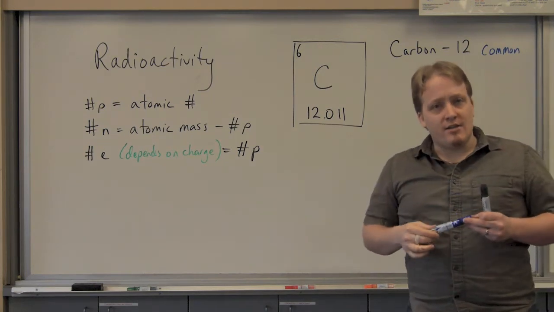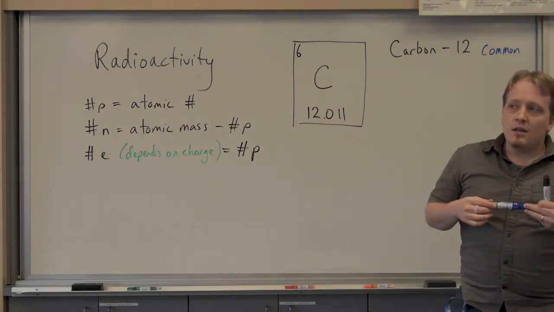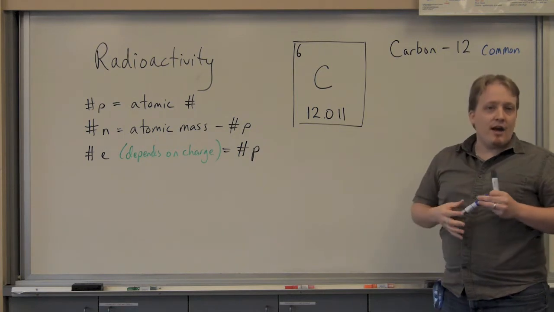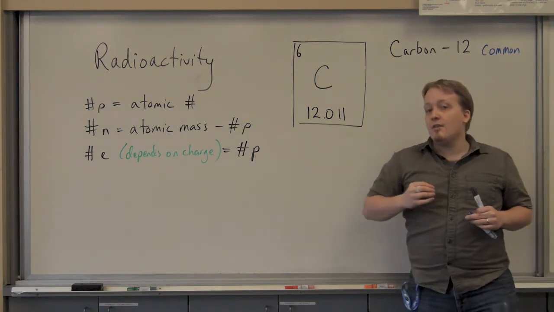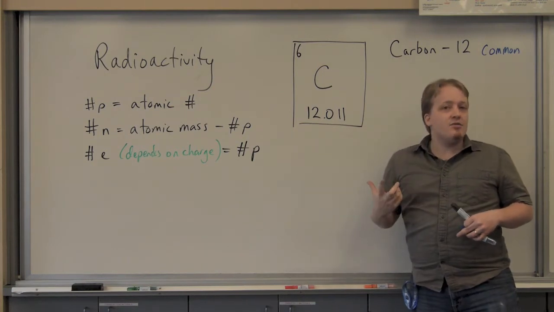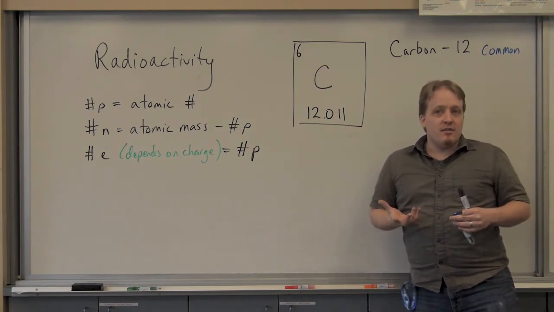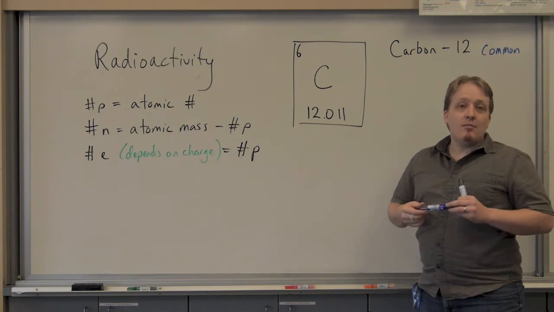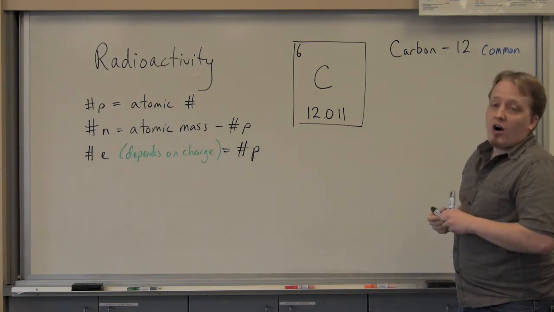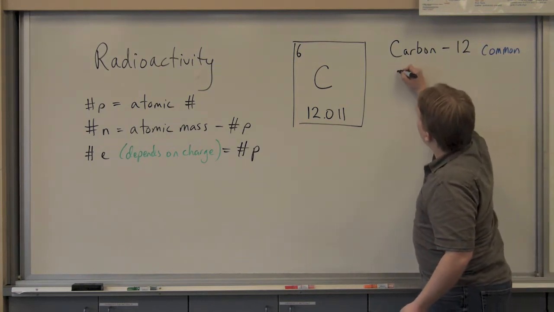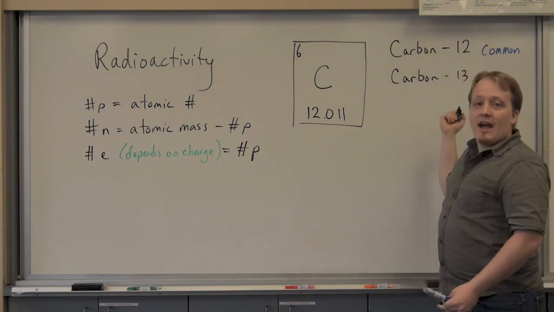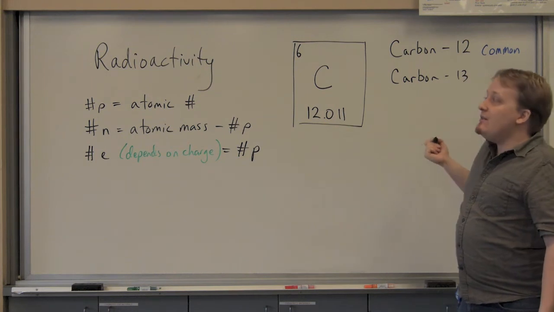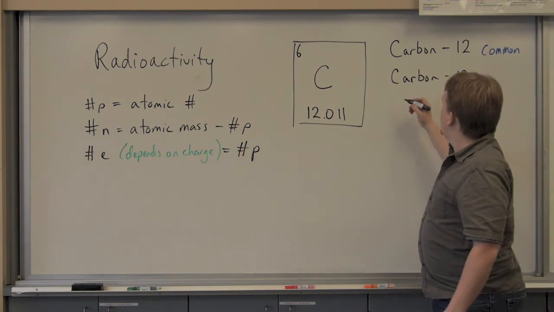Now, the reason isotopes can exist is that the neutrons are simply there as, if we continue our analogy, glue. They're there to hold together the protons. So a little bit of extra glue doesn't really affect things, but a lot can make the atom unstable. So other carbon isotopes that exist are carbon-13, which has one extra neutron, and even more rare, but also possible, is carbon-14.